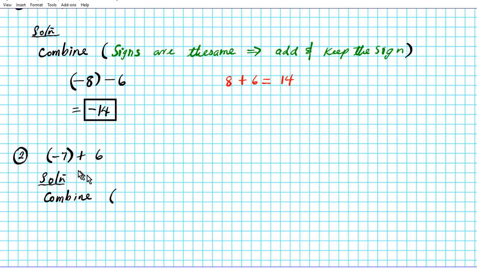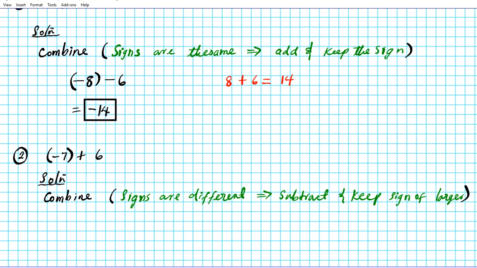Okay, so what's the rule here? If you notice, these two numbers have different signs, minus and plus. So signs are different. What's the rule for combining numbers when the signs are different? When the signs are different, you subtract. Okay? You subtract and keep the sign of the bigger or greater. Keep sign of larger number.